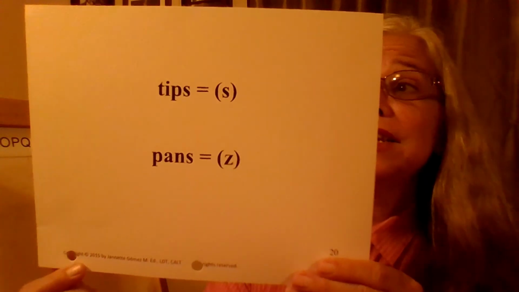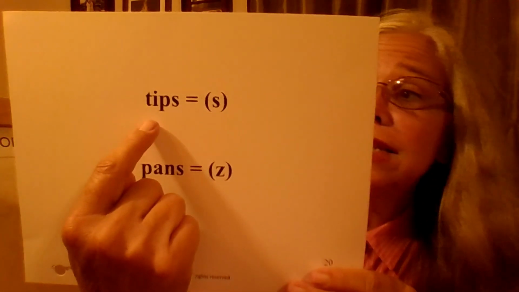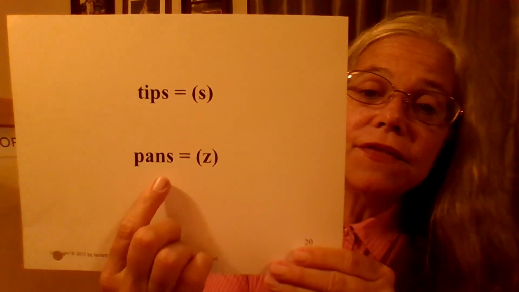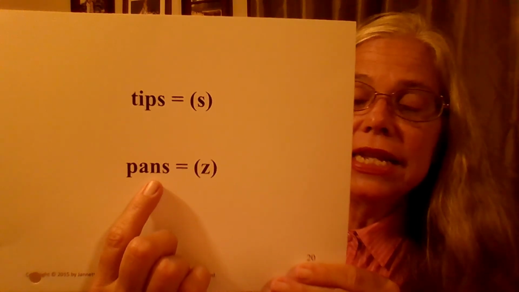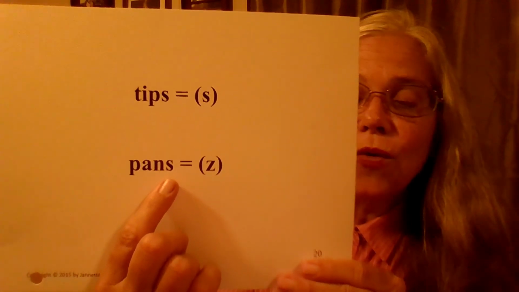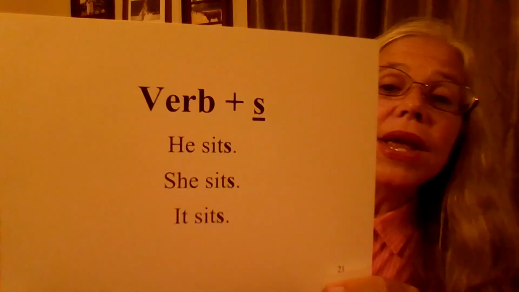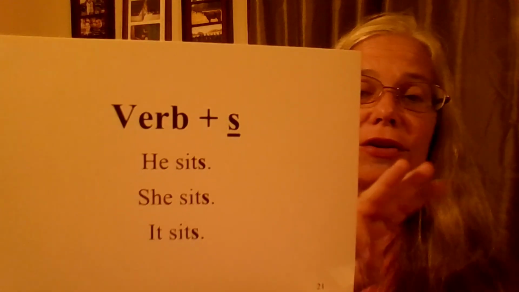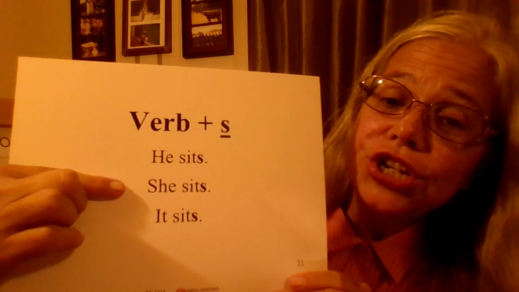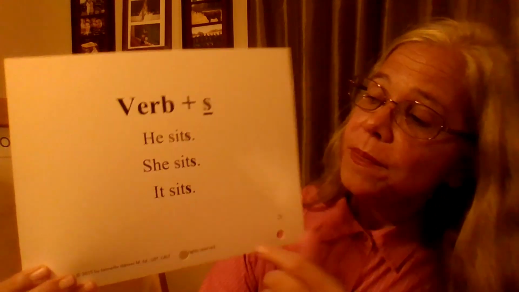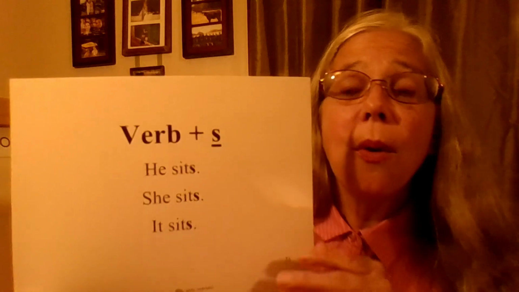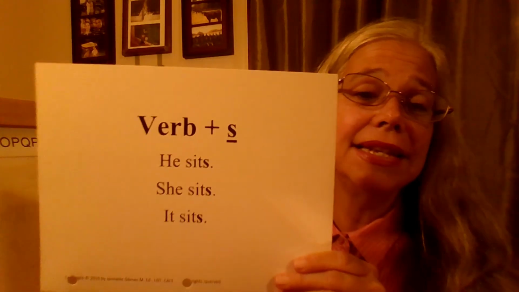If suffix S follows an unvoiced consonant, the S is unvoiced as in tips. If suffix S follows a voiced consonant, then the S is voiced as in pans. In English, we add S to verbs to show present tense with third person, like he, she, it, or someone's name. Example, he sits, she sits, it sits, or like someone's name, as in Renee sits.